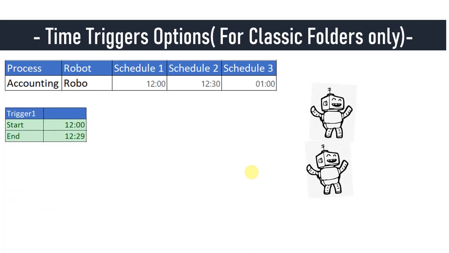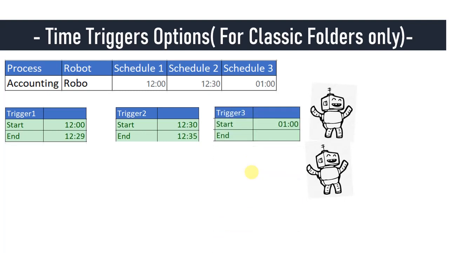Consider a first scenario: the job starts at 12 and it ends at 12:29. Good enough. Next, trigger 2 will execute. It will start at 12:30 and end at 12:35. Will trigger 3 start at 12:35? No, because the schedule time is 1 p.m. So the trigger will start at 1 and end normally. This is the happiest scenario and the robot is happy.